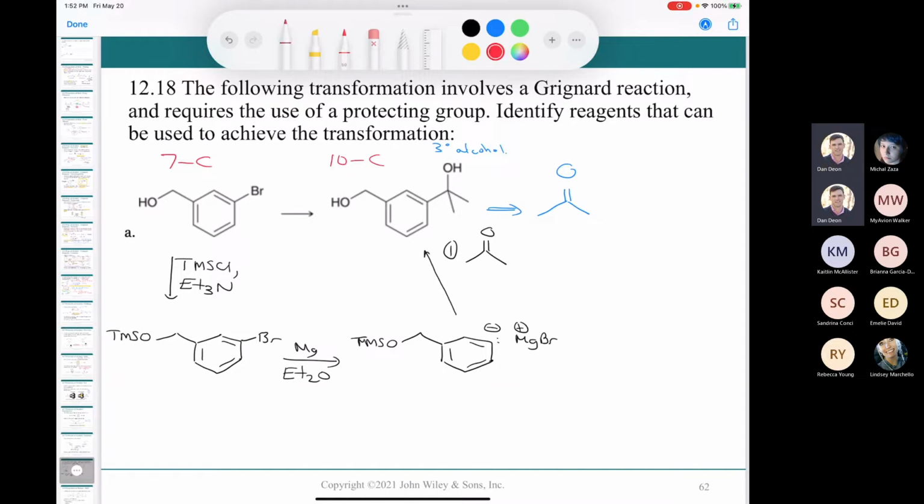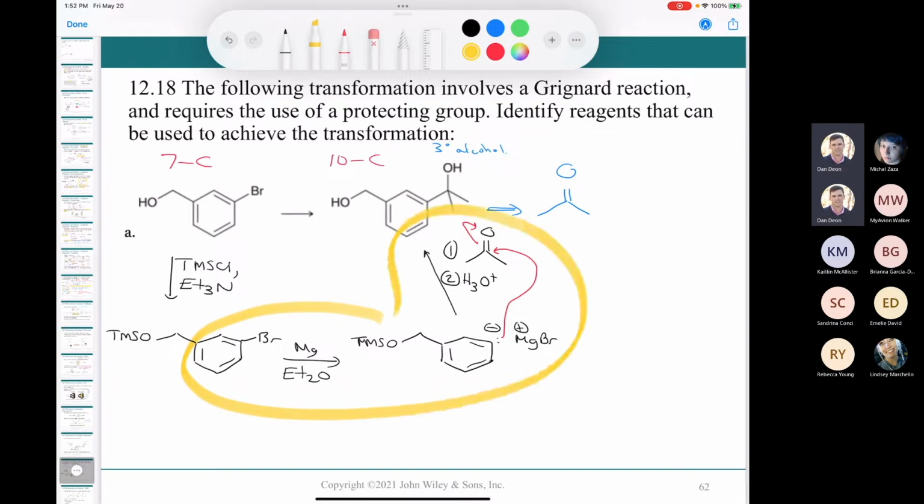In the last two steps, first I'm going to treat it with acetone, a ketone, right? Again, because this is going to act as a nucleophile on the ketone. And then in the very last step, you can treat it with water or aqueous acid, and that's all there is to it. It's nothing more than some regular old Grignard chemistry.